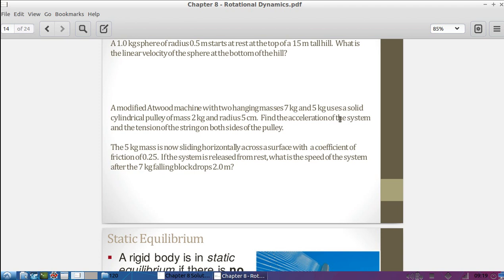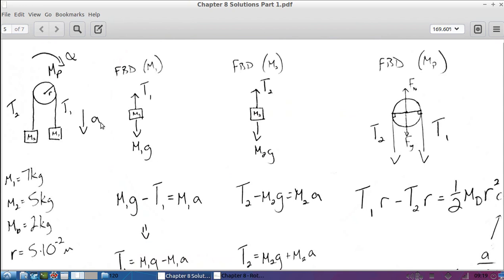So we're looking for the acceleration of the system and the tension of both strings. Right? So I'm looking for a and I'm looking for T1 and T2. So basically this is the well problem, the bucket and the well problem, except we have two buckets on either side, right? So I'm still going to start with a free body diagram for M1.